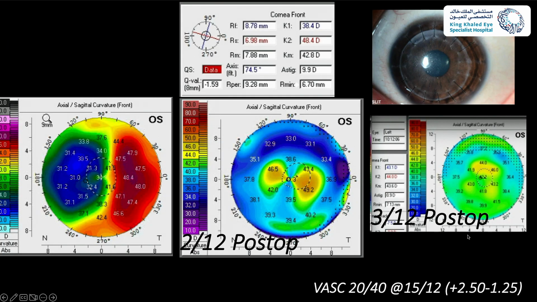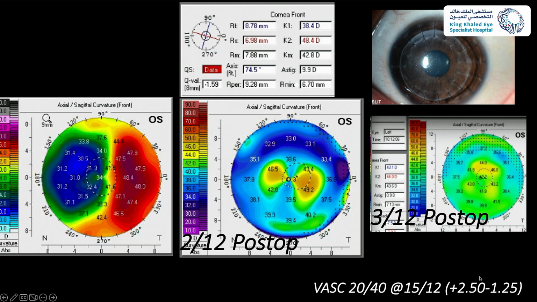Here is the topography of the patient post-operatively. So we moved from horizontal coma and almost 20 diopter of astigmatism into 9 diopter of regular astigmatism. We removed the 4 stitches at 3 months post-op, and the surface is regular.